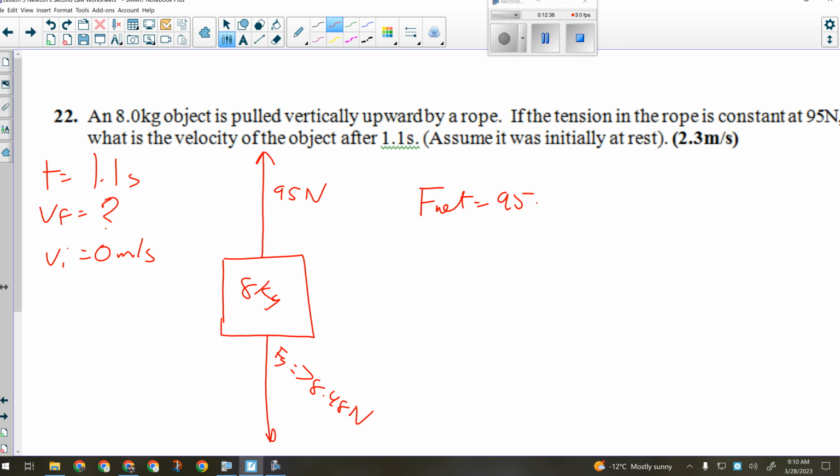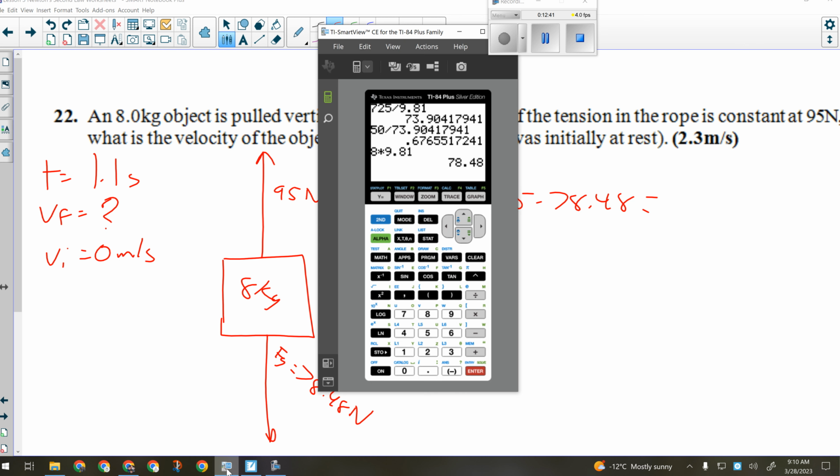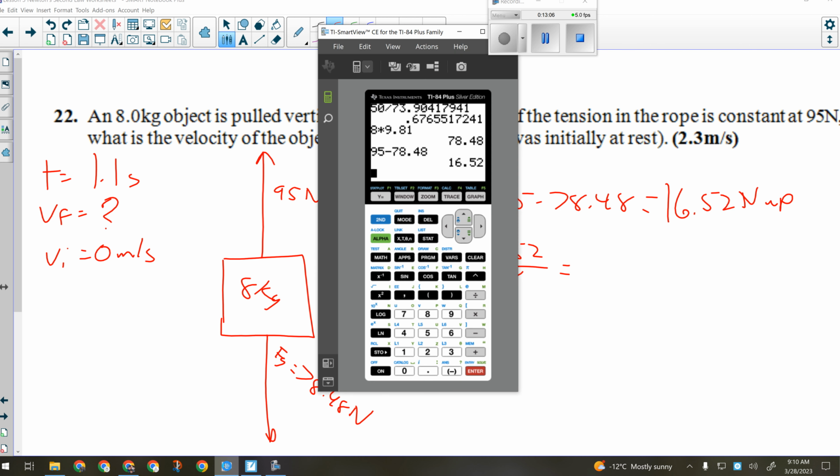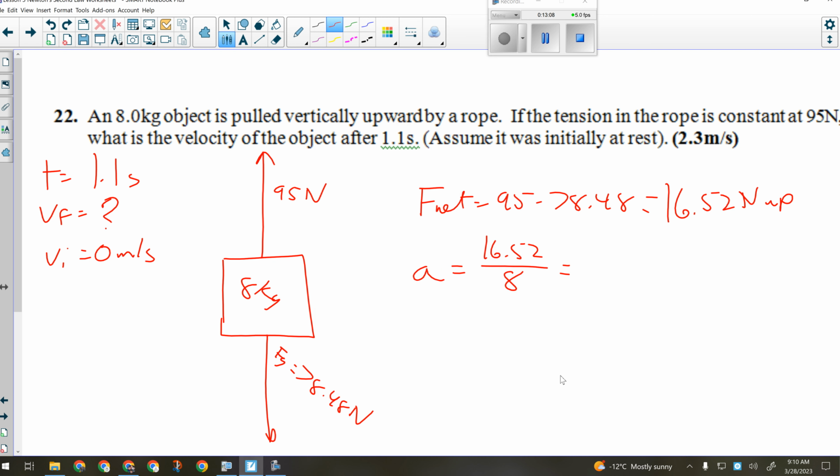That'll be 95 minus 78.48. So we get 16.52 newtons up as our net force. Then we can calculate acceleration: 16.52 newtons divided by the mass of the box, 8. All right, so we get 2.065 meters per second squared up.